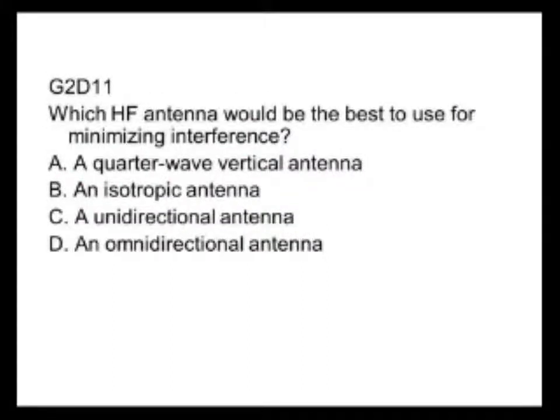Which HF antenna, which high frequency antenna, would be best for minimizing interference? You're going to want to use a unidirectional antenna, an antenna that is most sensitive from a single direction. And that way it will minimize the interference from all other directions. All of these other antennas will receive interference from all directions. But the unidirectional antenna will reduce the amount of interference it receives from other directions besides the forward direction of the antenna.